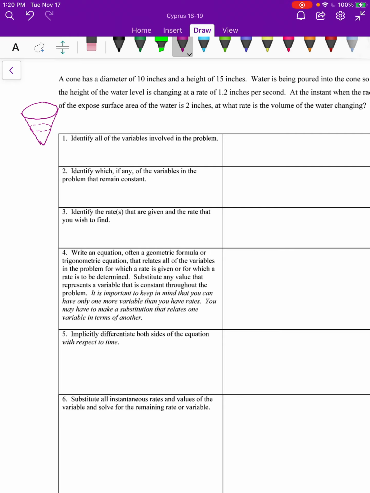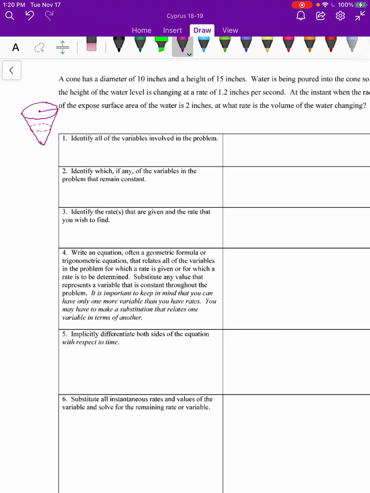The radius of a cone is not always constant, right? That's why it says at the instant when the radius of the exposed surface area of the water is 2 inches. It's saying at the instant when it is this value because there are different values of that radius, because the radius of a cone changes as you go up and down.